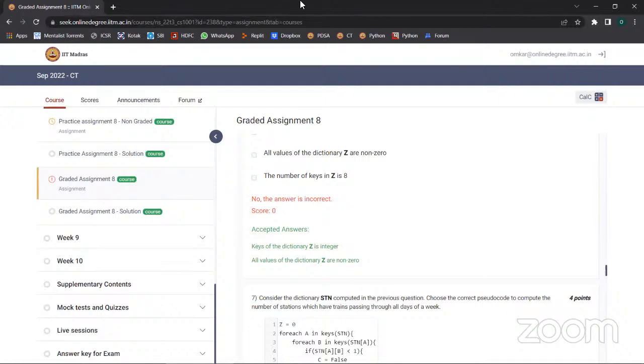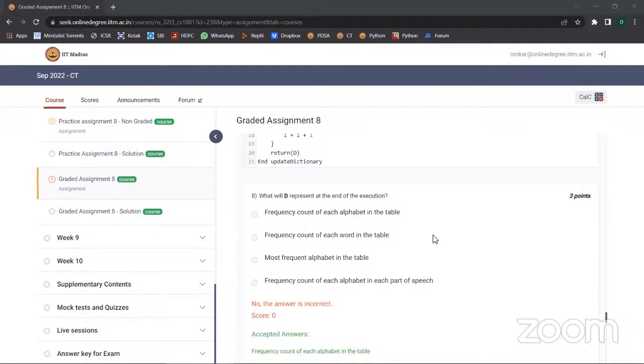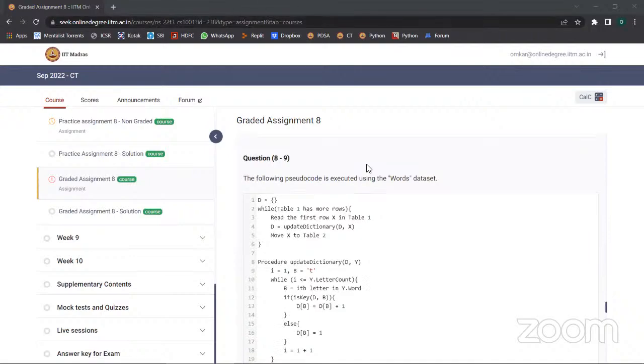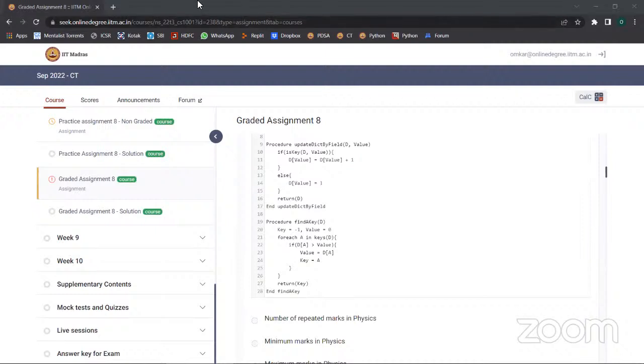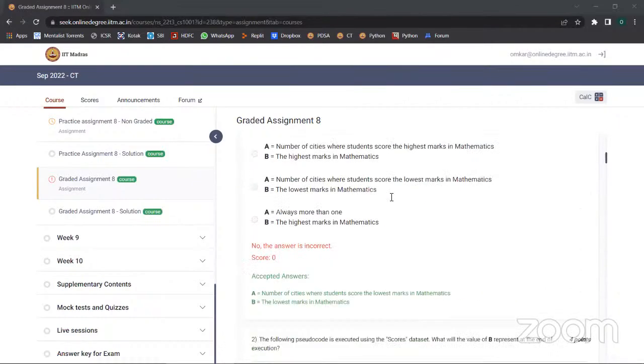Sir, graded assignment 8, question number 3, sir. Still, I am not able to understand. Graded assignment 8, question number what you mentioned? Question 3. Okay. Somebody else also mentioned that he's not able to understand. Who's that? Naren and Anant Kumar, right? Yes. Anant, got it.